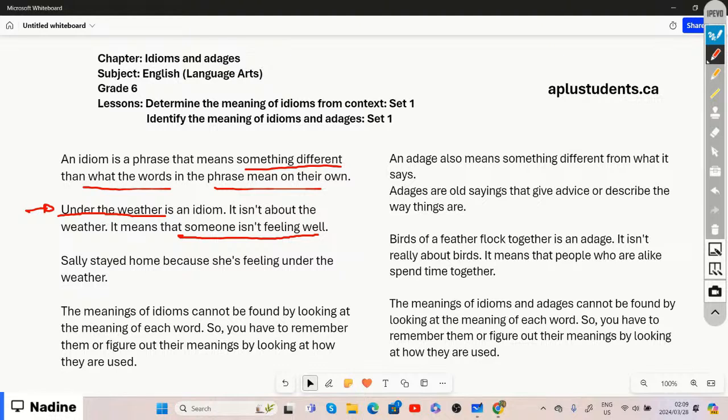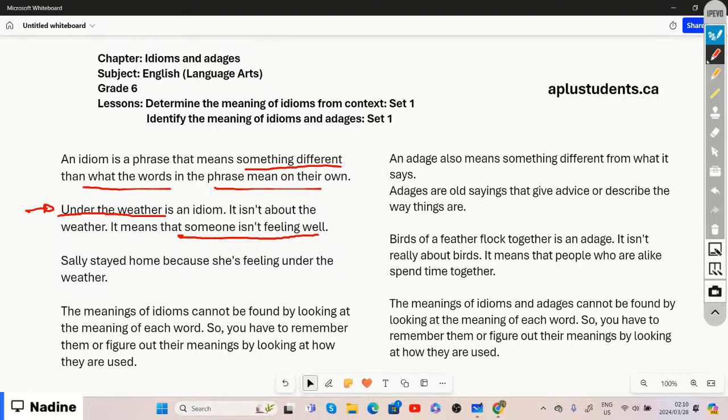This also means that the meaning of idioms cannot be found by just looking at the meaning of the words. If you look at the words under the weather, you cannot just assume that is what it means. You're going to have to remember and figure out the meanings by looking at how they are used within a sentence. Then you can see that this is actually what it means. But it's not a direct thing. It's not a direct saying.